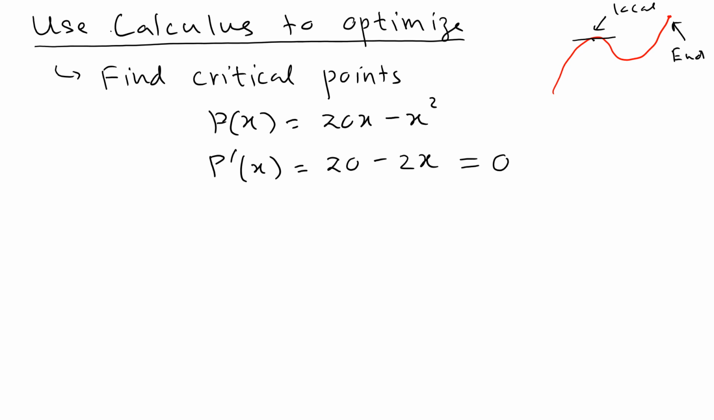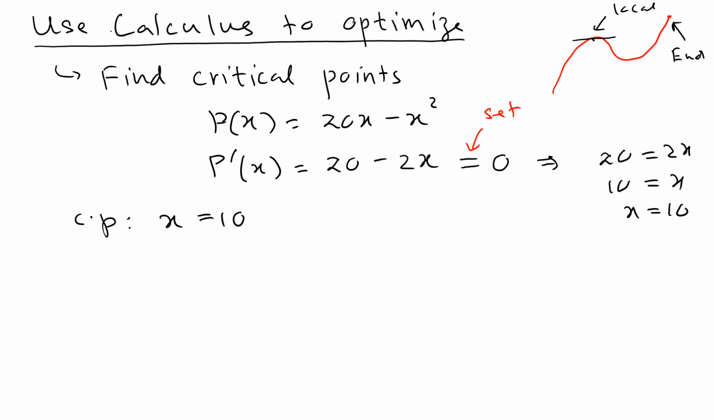So this is like a set. You don't get this, you set this. It's very important. Now we can solve this, and it is very easy to solve. So 20 minus 2x equals 0, then divide by 2, so you get 10 equal x, or x equal 10. So that's the critical point. We have the critical point, which is x equal 10.